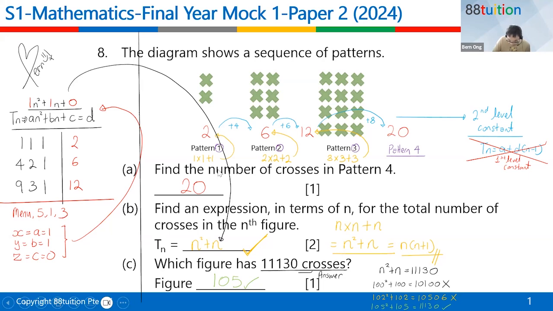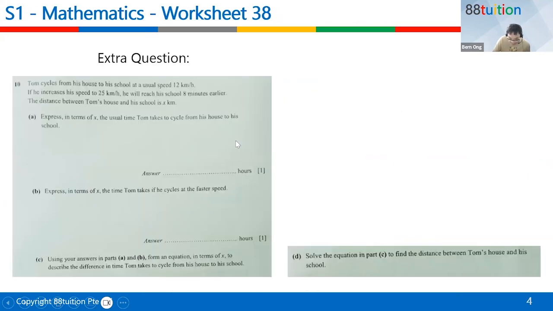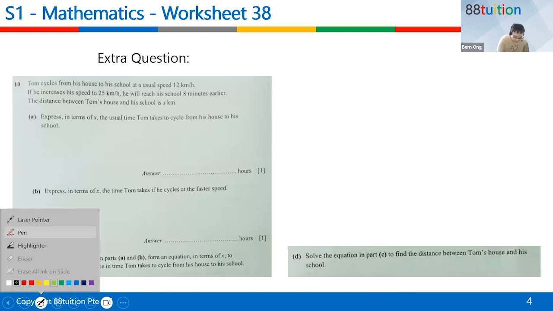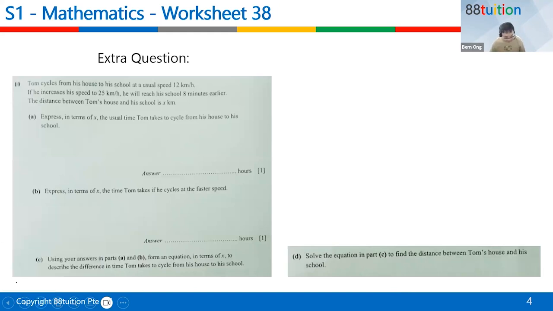But before that, I got one student who actually asked me this question. I think it's from the workbook or something like that. So I just want to go through this question with you all first. This type of question is about forming up an equation. Let's take a look at it. Tom cycles from his house to the school.